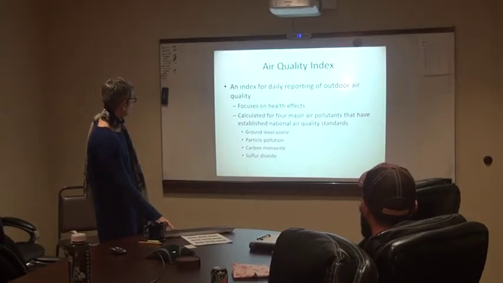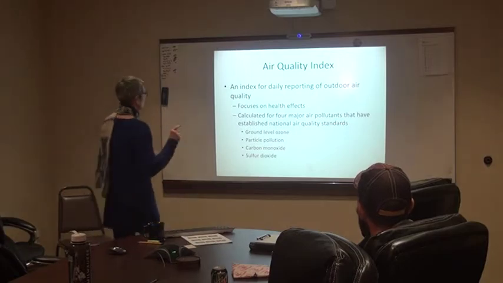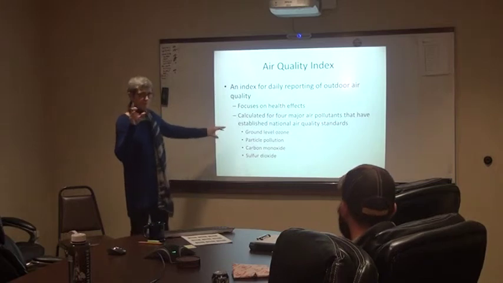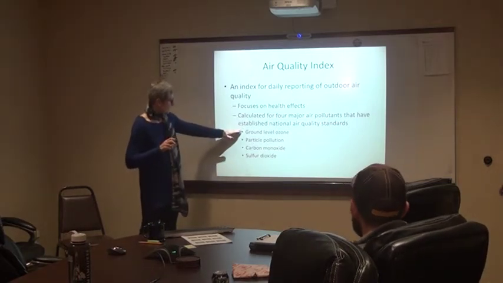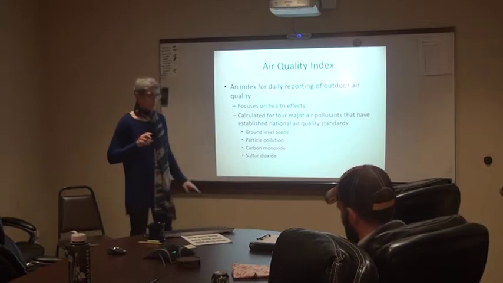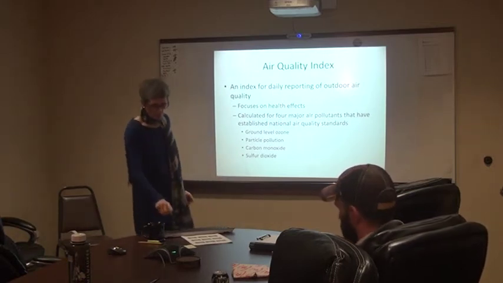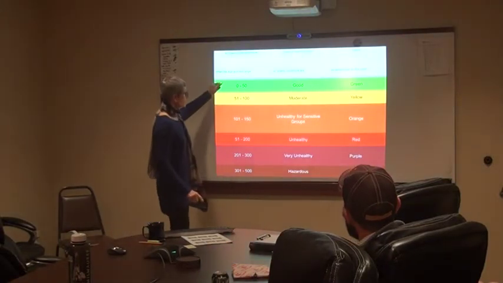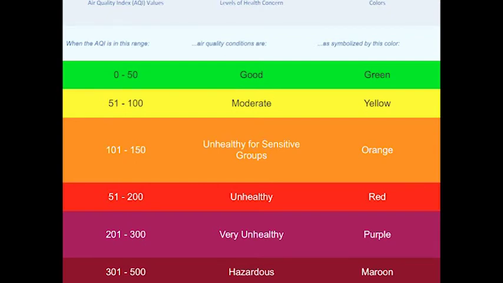Okay. So these are the last couple things. There's an air quality index that reports the daily thing. These are the things you hear, like don't go out today. It focuses on health effects. They calculate four major air pollutants, so it's limited to what they're looking at: ground level ozone, particulate pollution, carbon dioxide, and sulfur dioxide. So it's limited to those. And these are kind of the numbers you're looking at. These are ones that I think we hear about and we know.